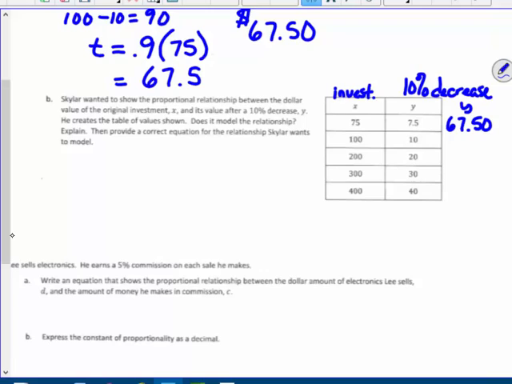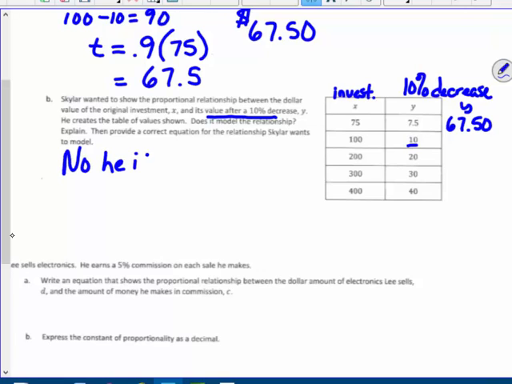Oh, he's just finding the 10% decrease in this table, right? Because 10% of 100 is 10, and 10% of 200 would be 20. Oh, he's just finding the decrease. He's not finding the value after the decrease. Does it model the relationship? No.